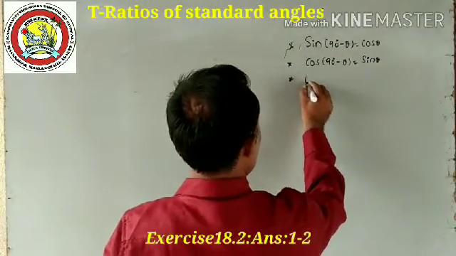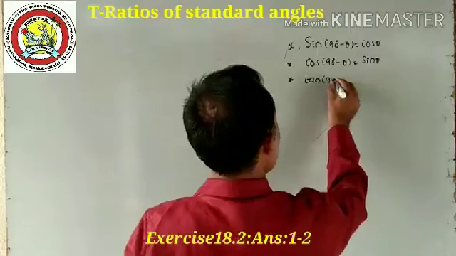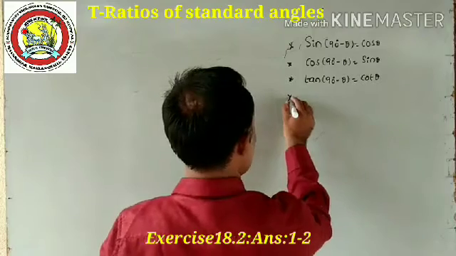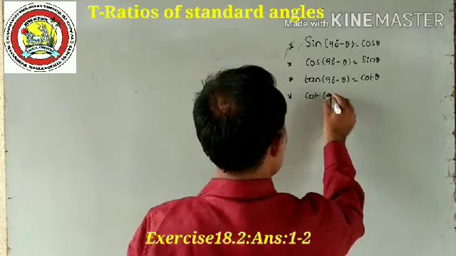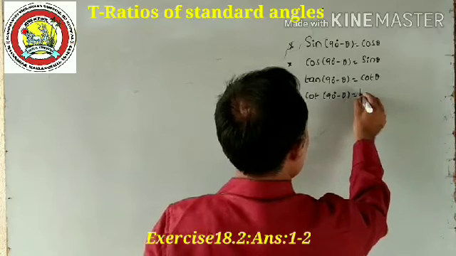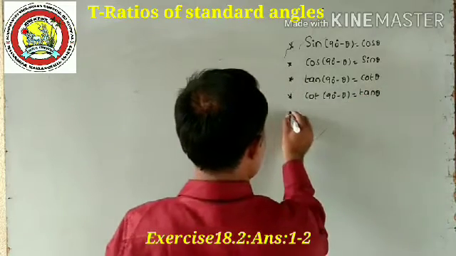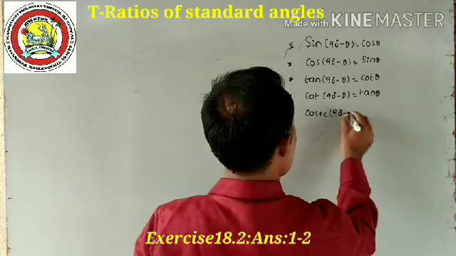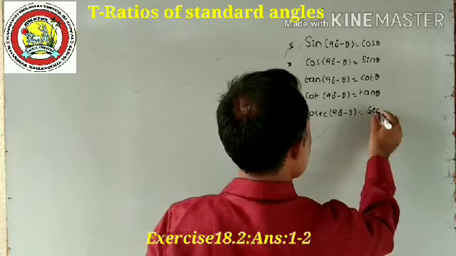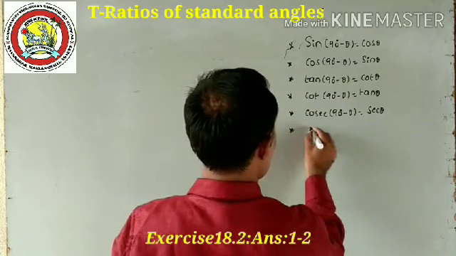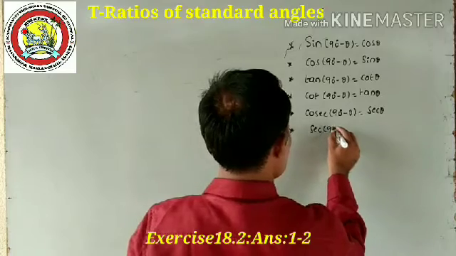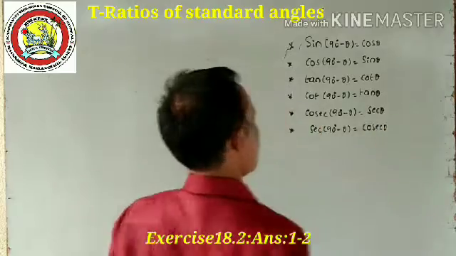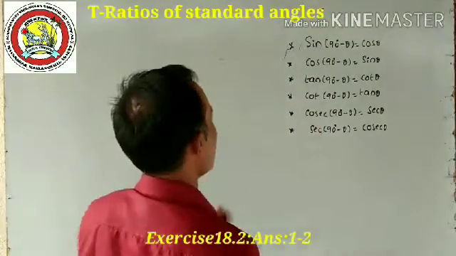Next, tan of 90 degrees minus theta can be written as cot theta. Next, cot of 90 degrees minus theta can be written as tan theta. Then cosecant of 90 degrees minus theta can be written as secant theta. Finally, secant of 90 degrees minus theta can be written as cosecant theta. So these are all very important.